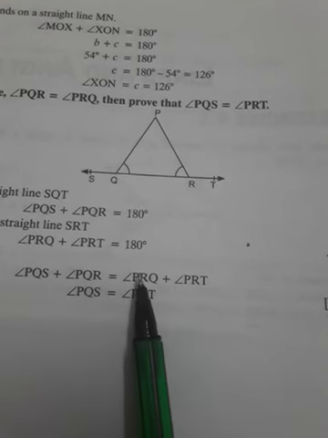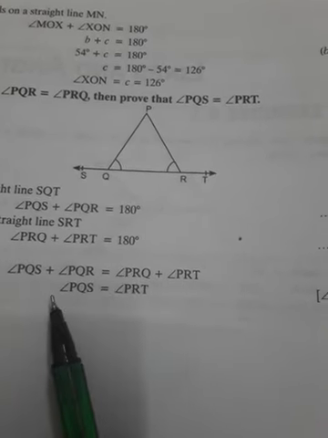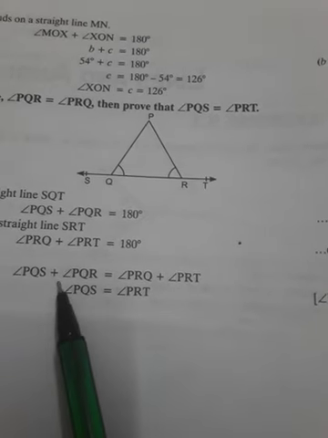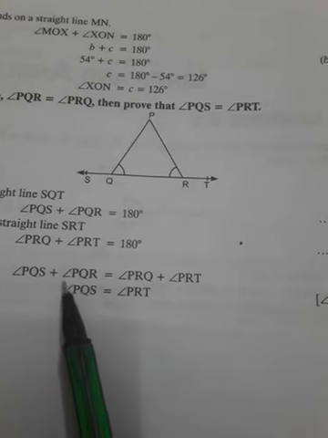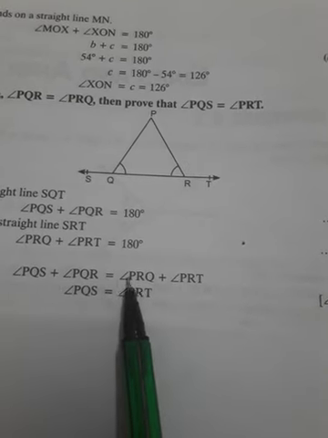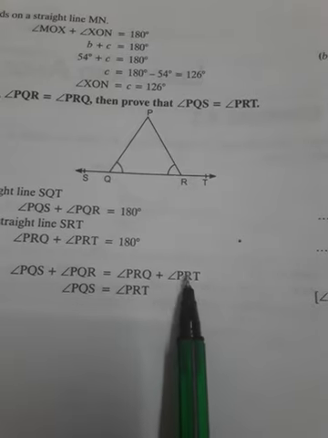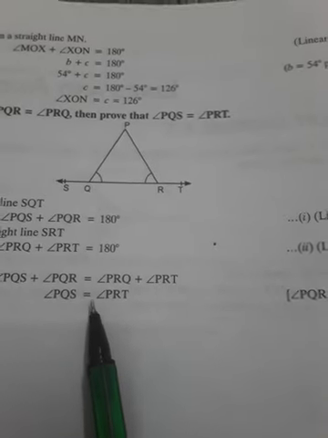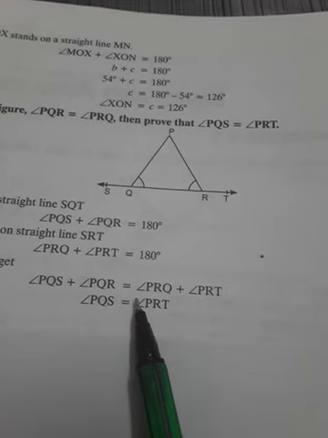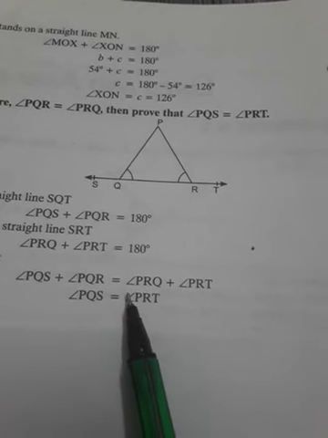These two values are equal, that is given. So the remaining values should also be equal because the symbol is the same on both sides. Here plus, here also plus. So this we needed to prove, hence proved. Very simple.